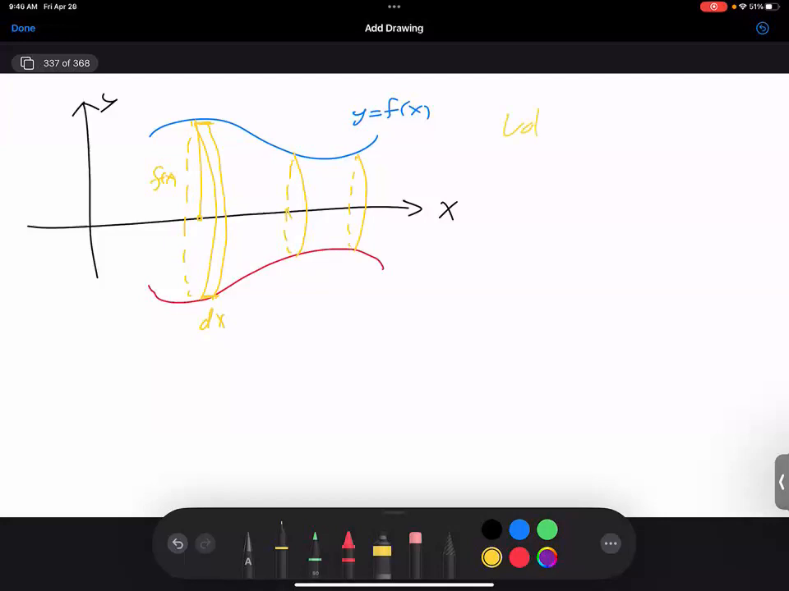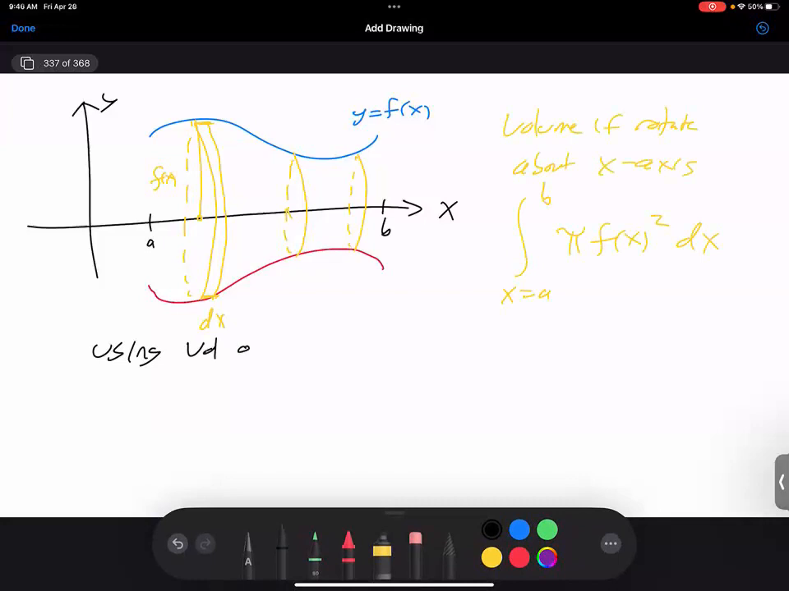So the volume, if we rotate about the x-axis, is going to be the integral. X goes from, say, a to b, then pi f of x squared dx. And we're basically just using the volume of a cylinder is pi r squared h.